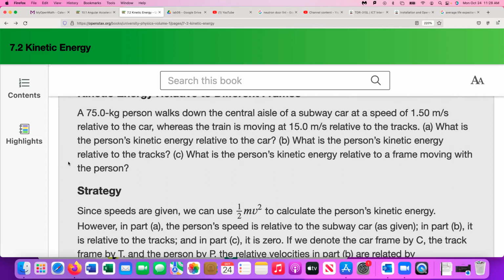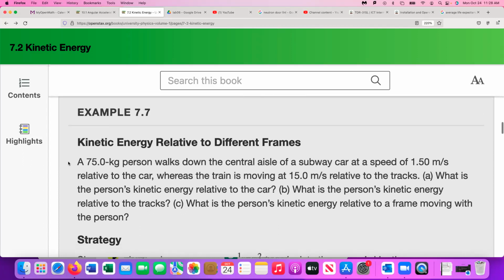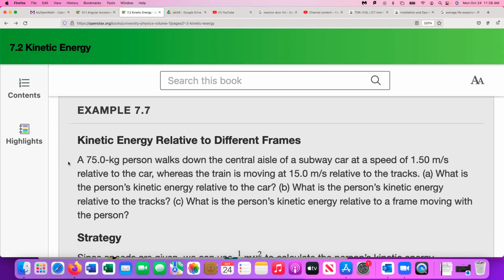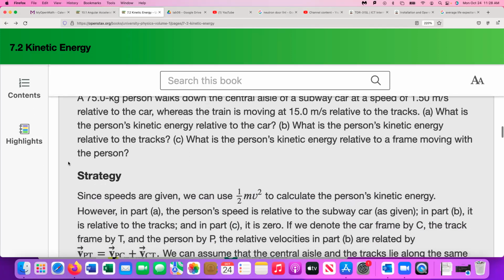In this case, we have a person walking in a subway car, and they're walking at a speed of 1.5 meters per second relative to the subway car. The subway car is moving at 15 meters per second relative to the tracks. We want to know what the person's kinetic energy is relative to the car. Well, can kinetic energy be relative? Well, yeah, it can be.